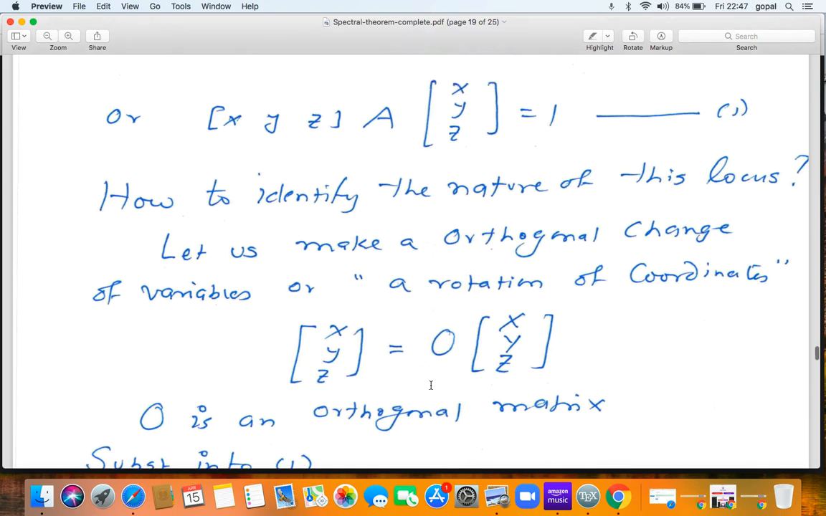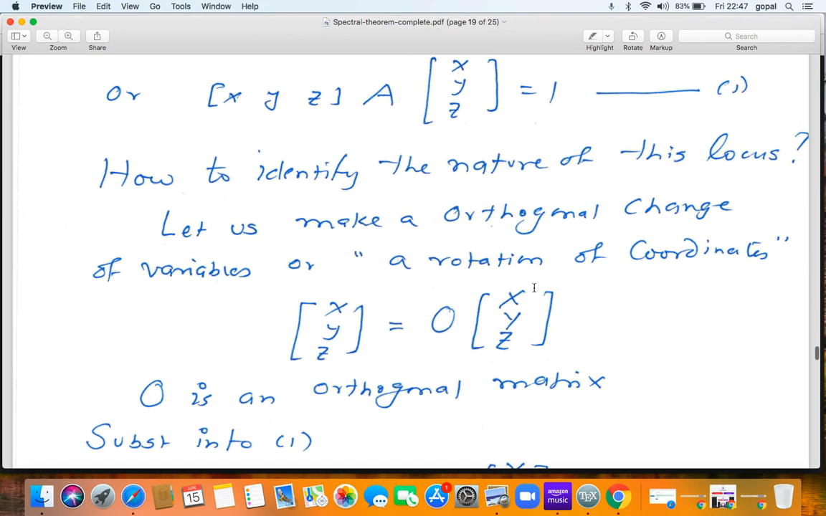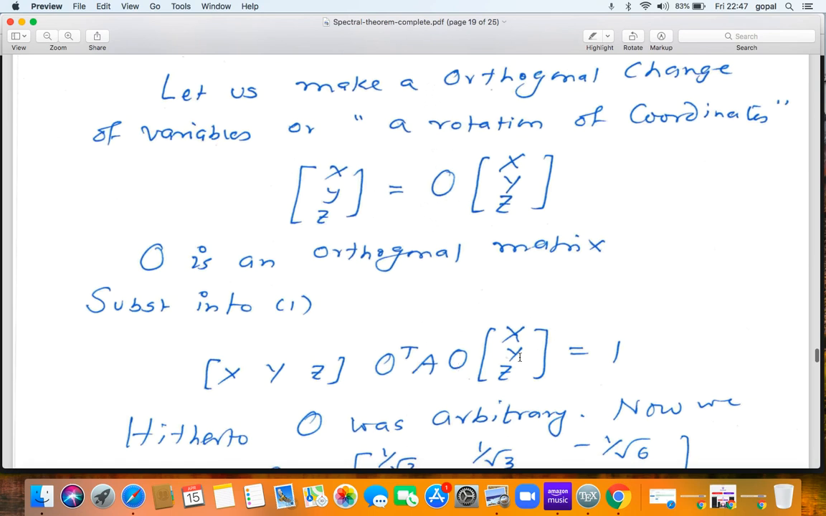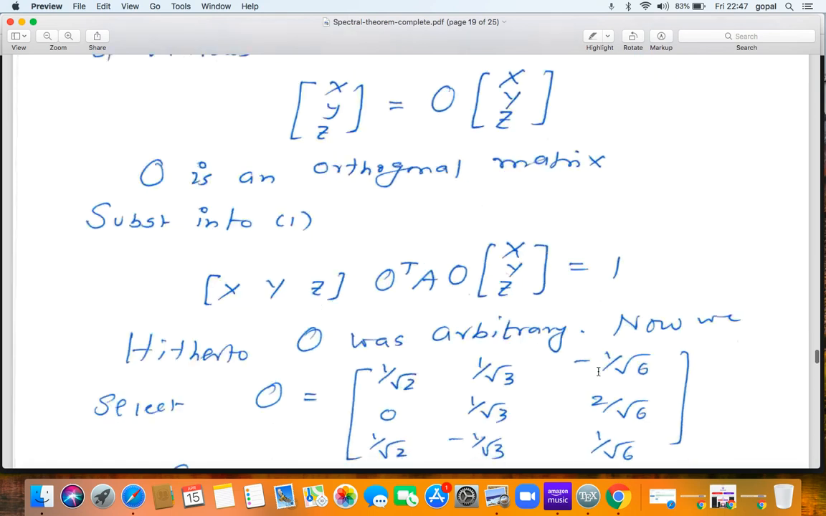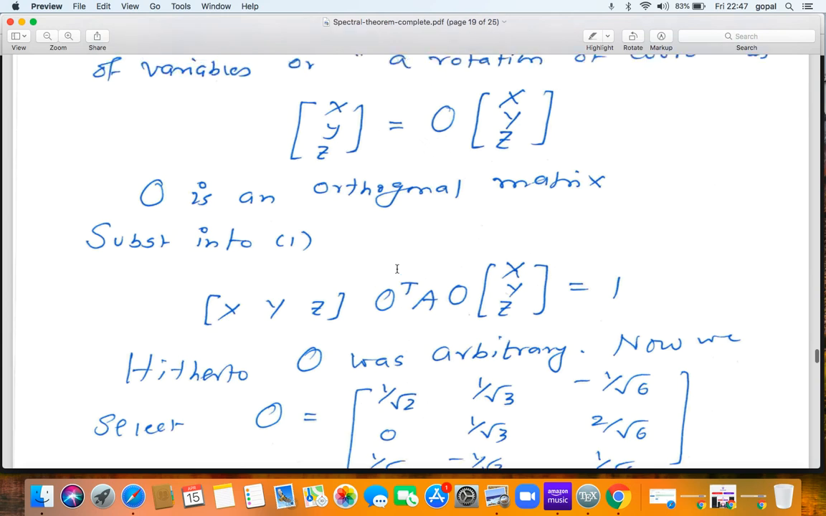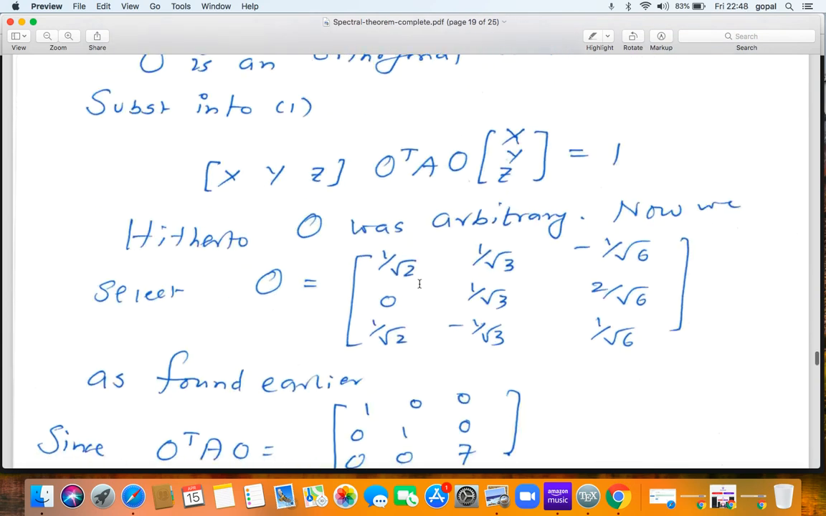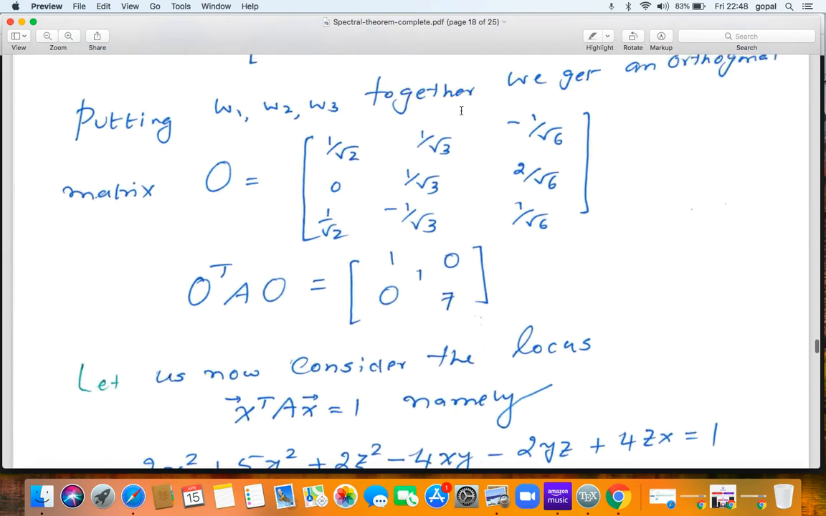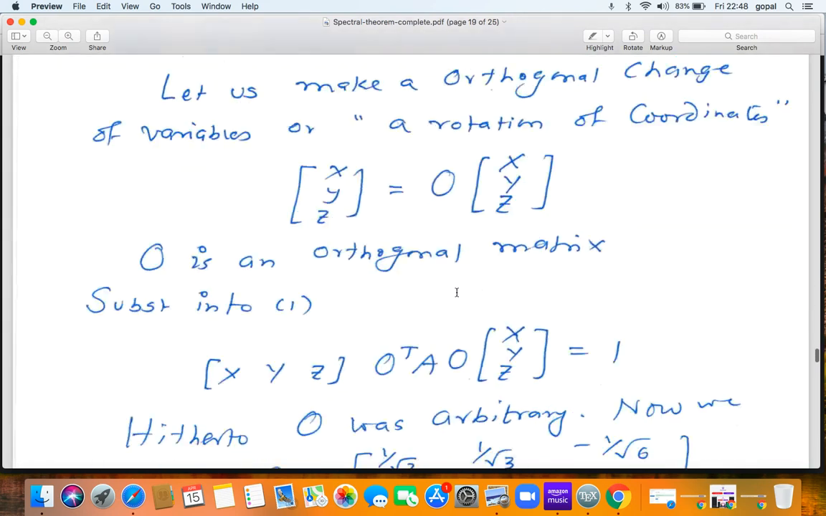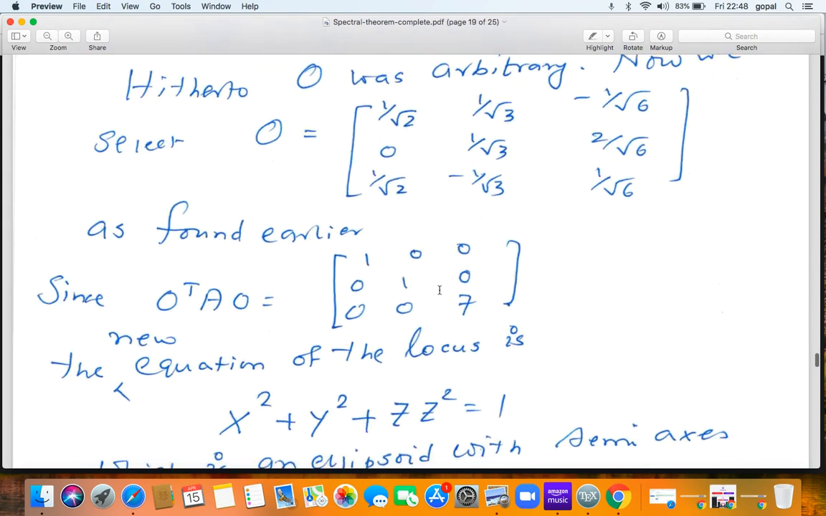So substitute this into equation 1. What do you get? You get capital X, capital Y, capital Z, rho O transpose AO, capital X, capital Y, capital Z equal to 1. Now, how should you choose O? Remember, we got an O. The convenient O that I'm going to take is this O. Why have I chosen this O? Because O transpose AO is diagonal. That's the reason. So if I choose that particular O, the equations become simple.